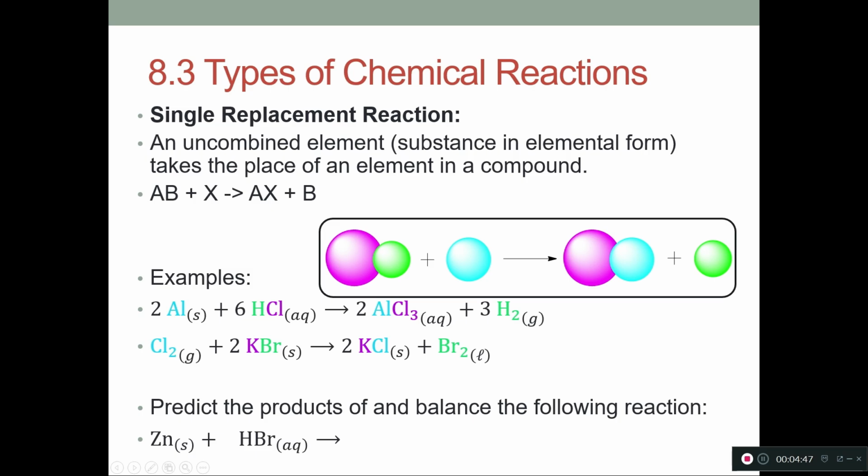Again, I encourage you to pause the video and try this one on your own. So here we have zinc plus hydrobromic acid. And so the zinc, because we know it's positively charged, is going to take the place of the positively charged hydrogen. And so we would end up with zinc bromide plus hydrogen gas in this case.